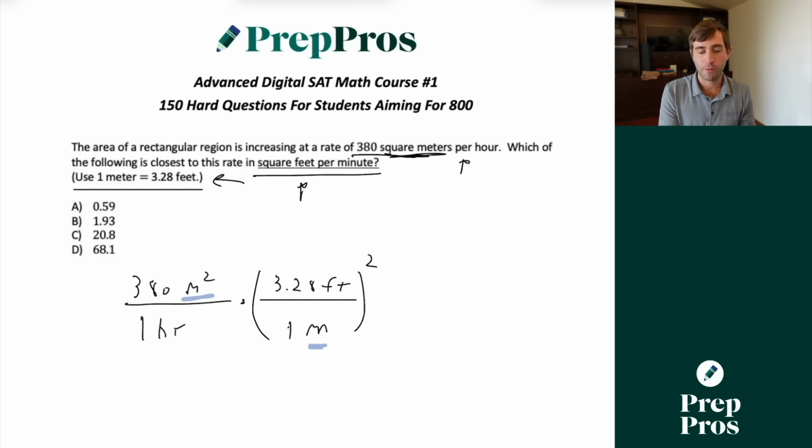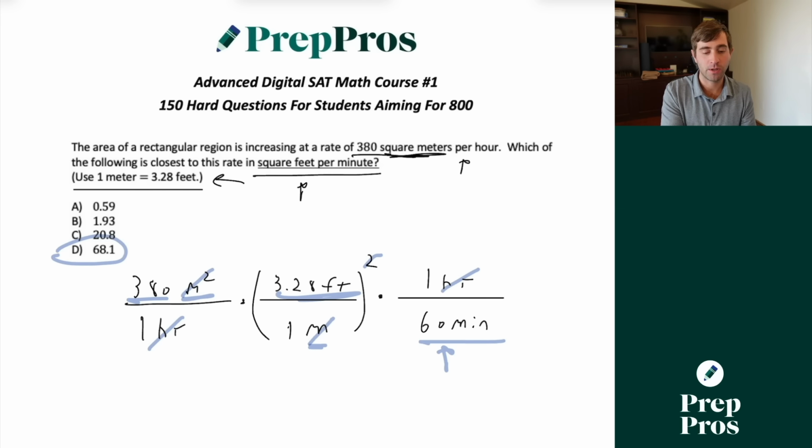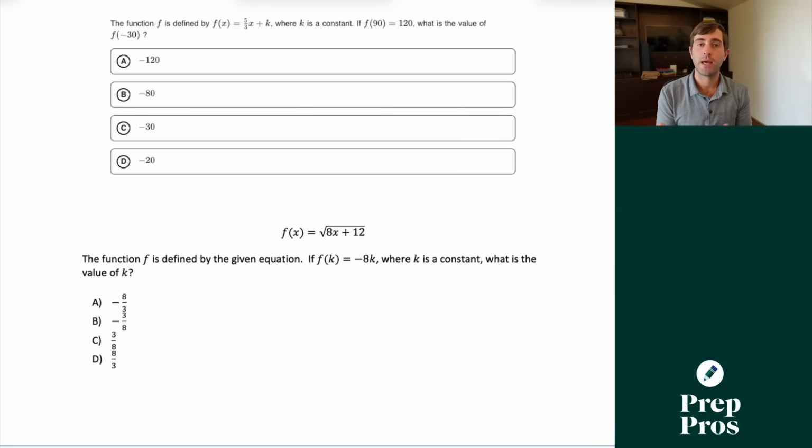And now from here, we want to go from hours to minutes, and we can tell we're setting this up properly. We'll put our 1 hour on top and our 60 minutes on the denominator. Anytime you're using these unit conversions, you can tell you've set it up properly because our meters squared will cancel out and our hours will cancel out and we will be left with square feet per minute. So once we simply do the 380 times the 3.28 squared divided by the 60, that will give us our correct answer of D.